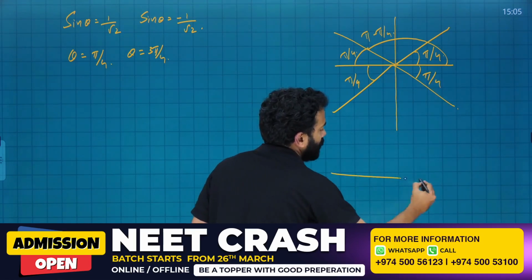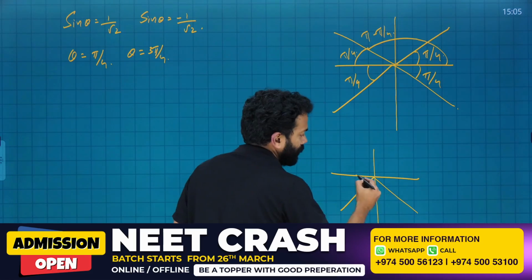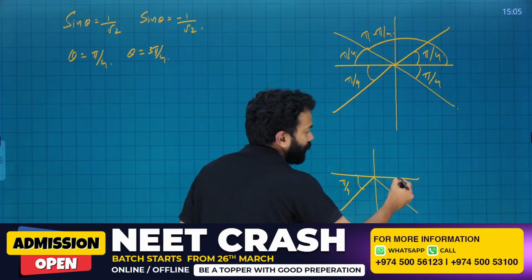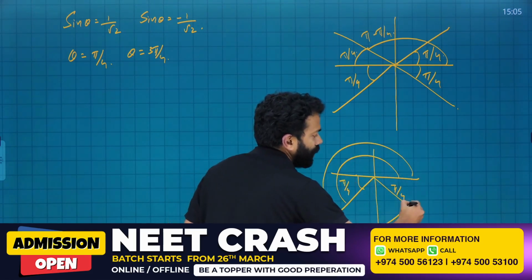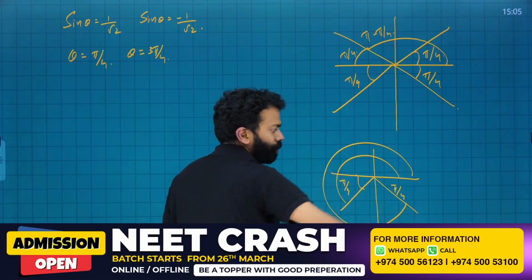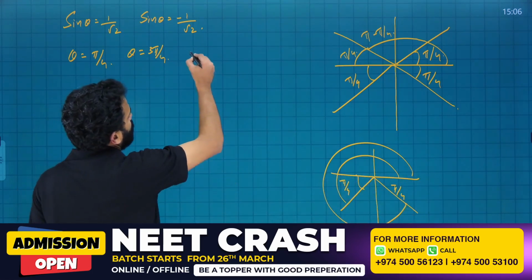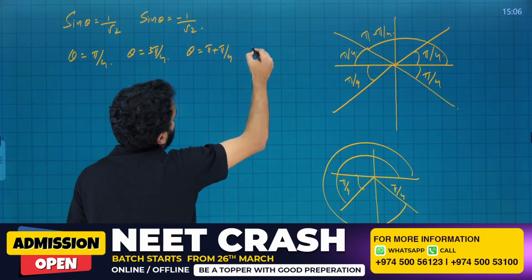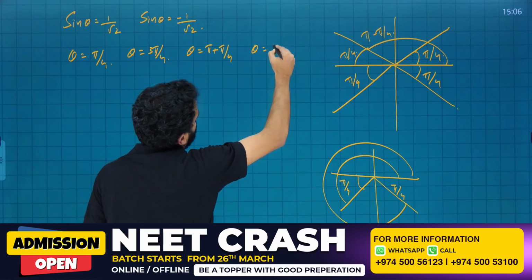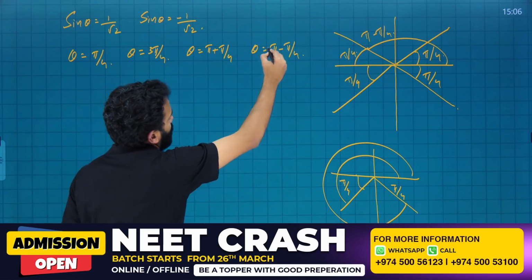So it will be two values: the first value here and the second value here. It will be pi by 4 and pi by 4. So this will be pi plus pi by 4 and this will be 2 pi minus pi by 4. The full rotation is 2 pi, and 2 pi minus pi by 4. Therefore, theta is equal to pi plus pi by 4, and theta is equal to pi minus pi by 4, and 2 pi minus pi by 4.